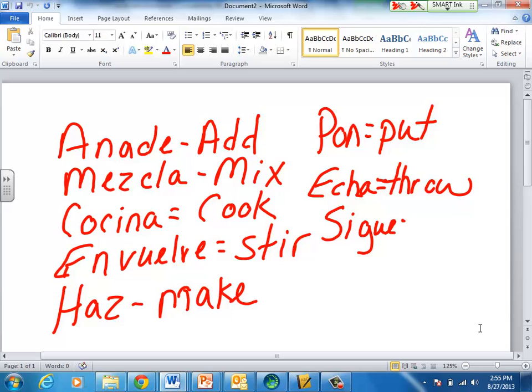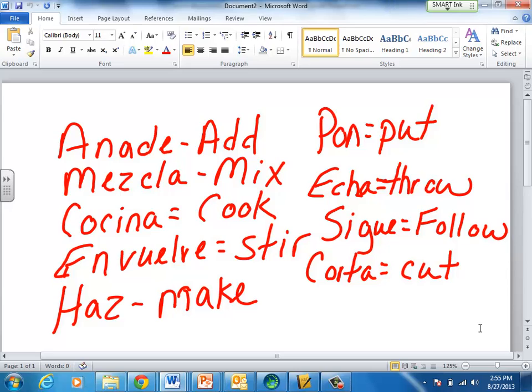We're also going to use sigue, follow, or corta, cut. I could see you using this a lot when you're writing your ensayo corto about what type of food to serve at your celebration.